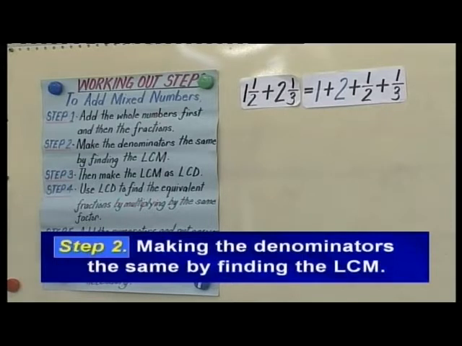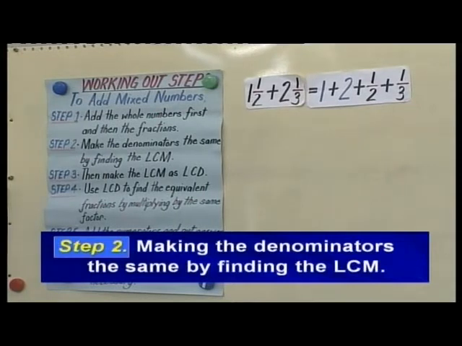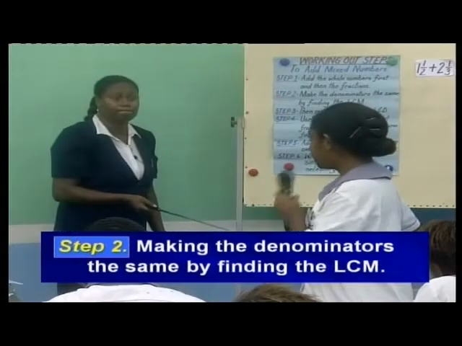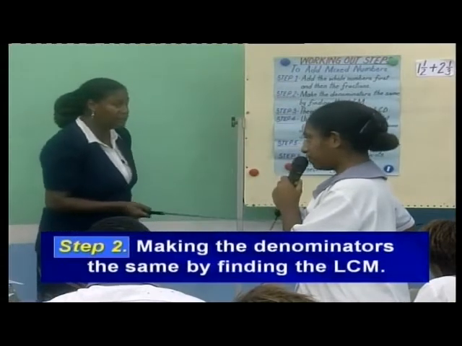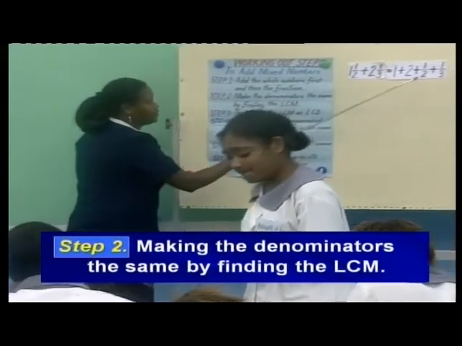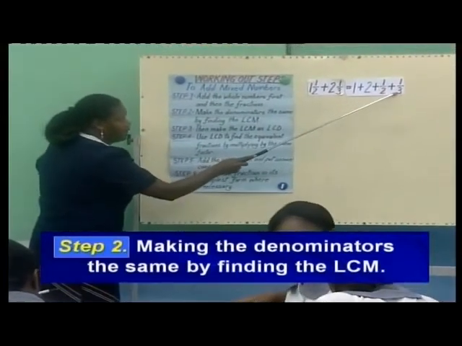Okay, find the lowest common multiple of which two numbers? Which numbers are we going to find the common multiples? Which two numbers? 2 and 3. Louder? 2 and 3. So we will look at 2 and 3.